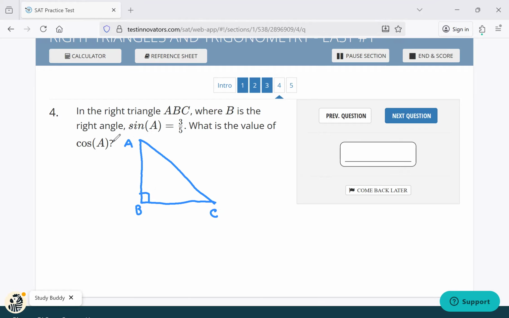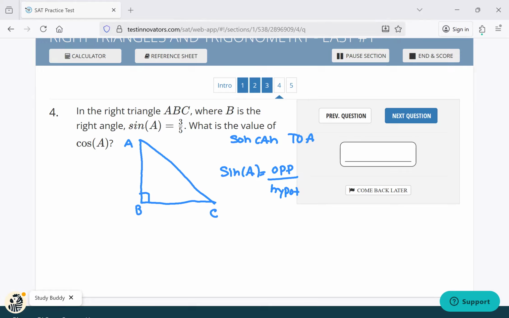And then they're saying that sine of A is 3/5. So we'll definitely have to use SOHCAHTOA. So sine of A is opposite over hypotenuse.